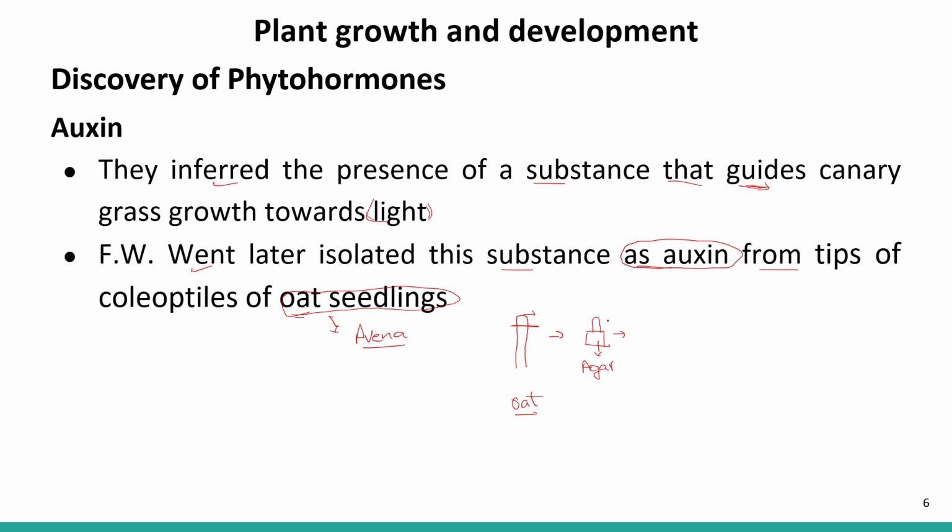After some time, there was some substance here in the shoot tip. This substance was present here, I'm denoting it with this red. So what happened? This substance then diffuses into the agar, and the agar block became red. Here this substance diffuses into agar.